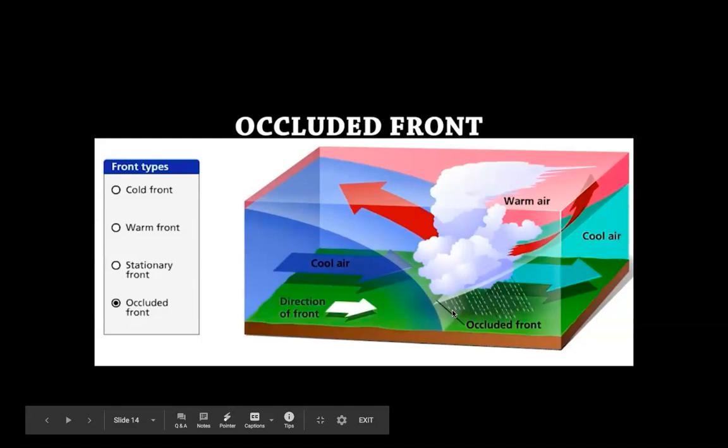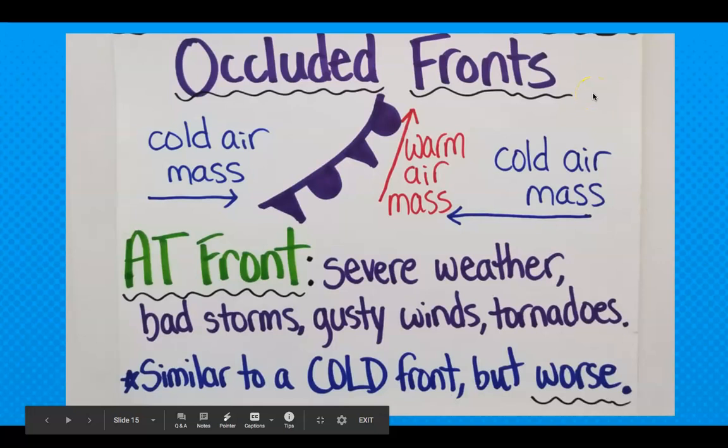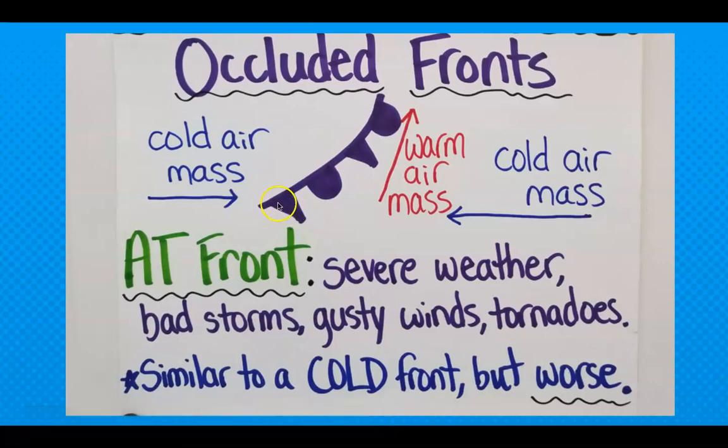So at an occluded front, the symbol is purple. It's a purple line that has the triangles to represent the cold air and the half circles to represent the warm air. So the cold air is coming from two directions and the warm air is getting stuck in between.